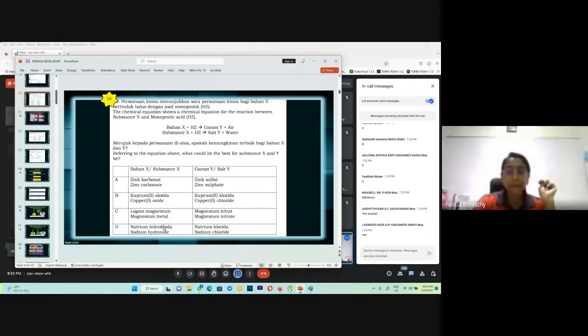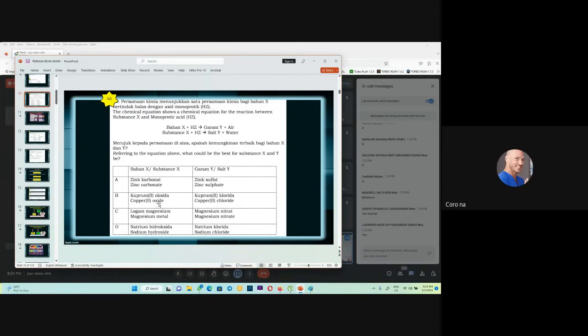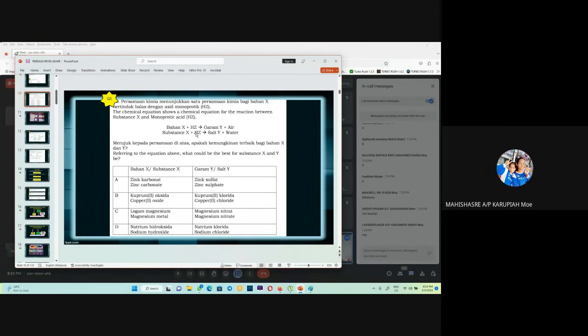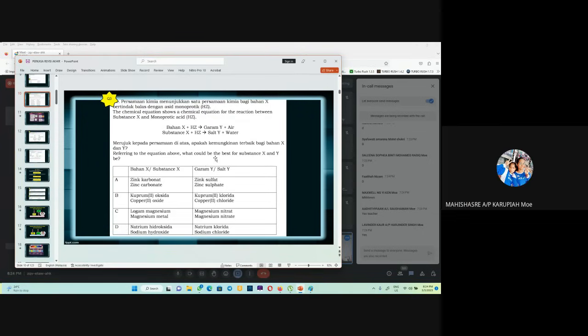Another one, look at D. Sodium hydroxide with acid, form salt and water. Possible or not? Sodium hydroxide is alkali, right? Yes, teacher, alkali reacts with acid. So the answer here will be, is it only one answer? Will it be one answer or 2 answers, or both also can be acceptable? What's the best answer?